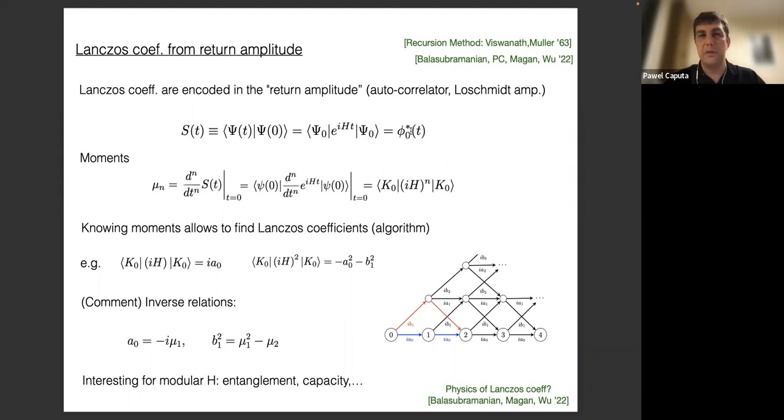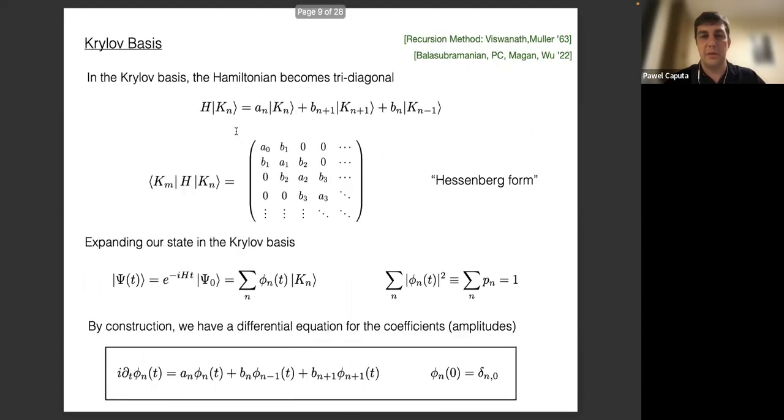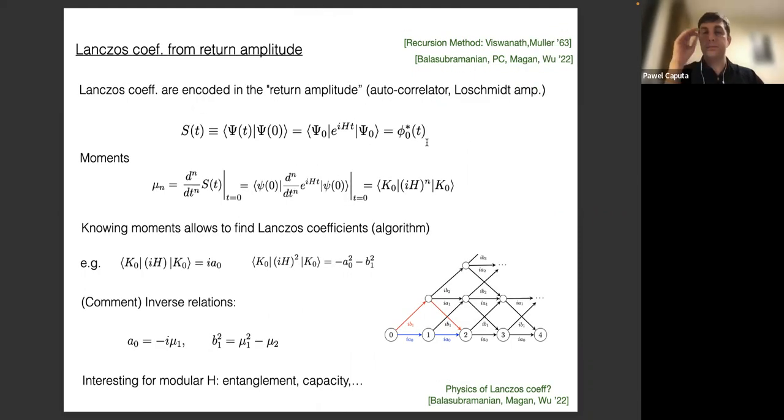By construction of this Krylov basis, this is the Krylov basis vector 0 star. So psi0, as I wrote here, is how it is expanded, and k0 is basically psi0. So if I project it on psi0, I'm just keeping this psi0 of t. This return amplitude actually has all the information about the a_n's and b_n's by construction.